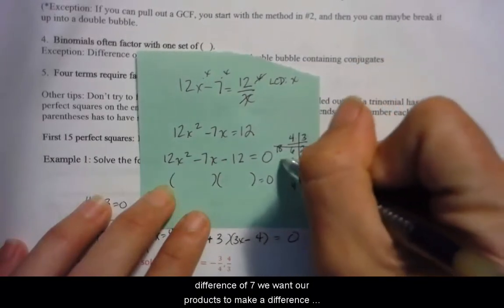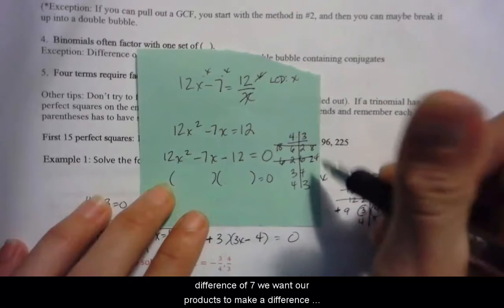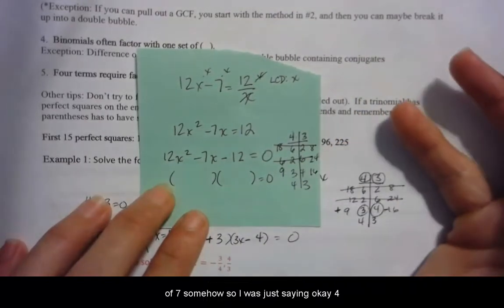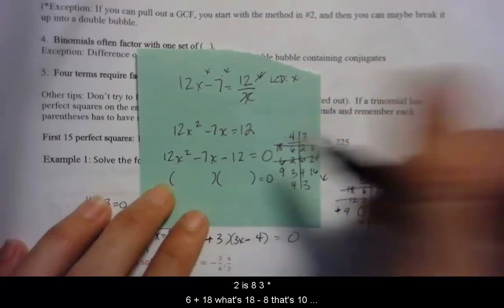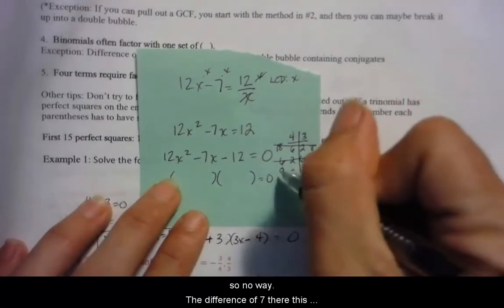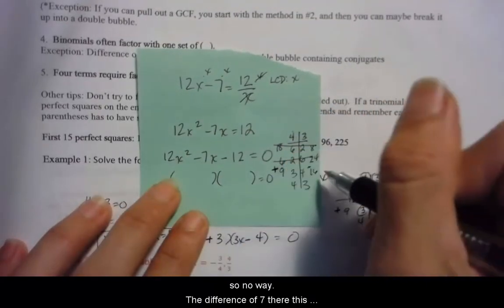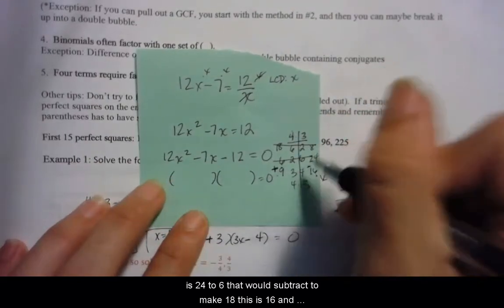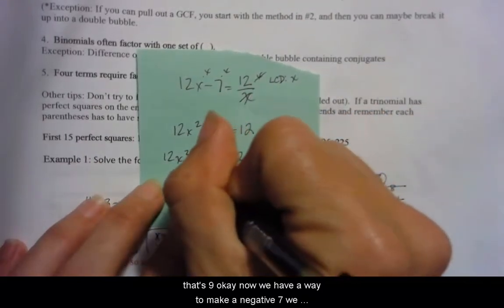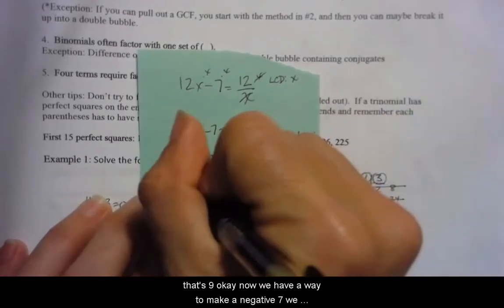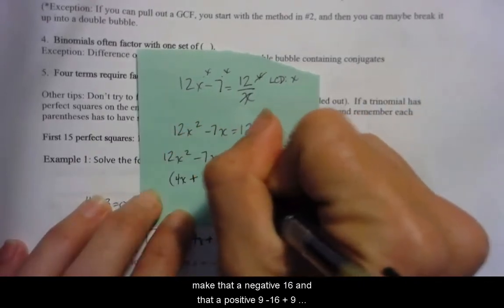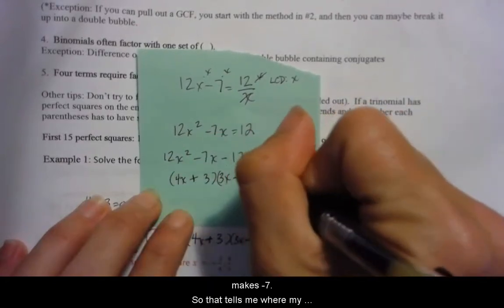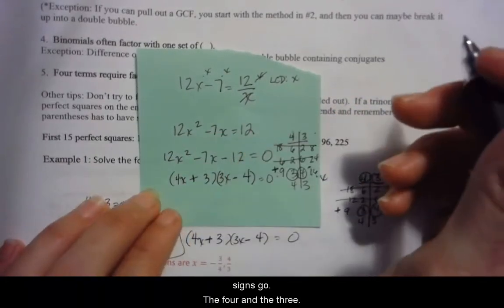This is 24. This is 6. That would subtract to make 18. This is 16, and that's 9. Okay, now we have a way to make a negative 7. If we make that a negative 16 and that a positive 9, negative 16 plus 9 makes negative 7. So that tells me where my signs go. The 4 and the 3 are the numbers in front of my x's, and this 3 and this 4 are the numbers behind my operation symbols.